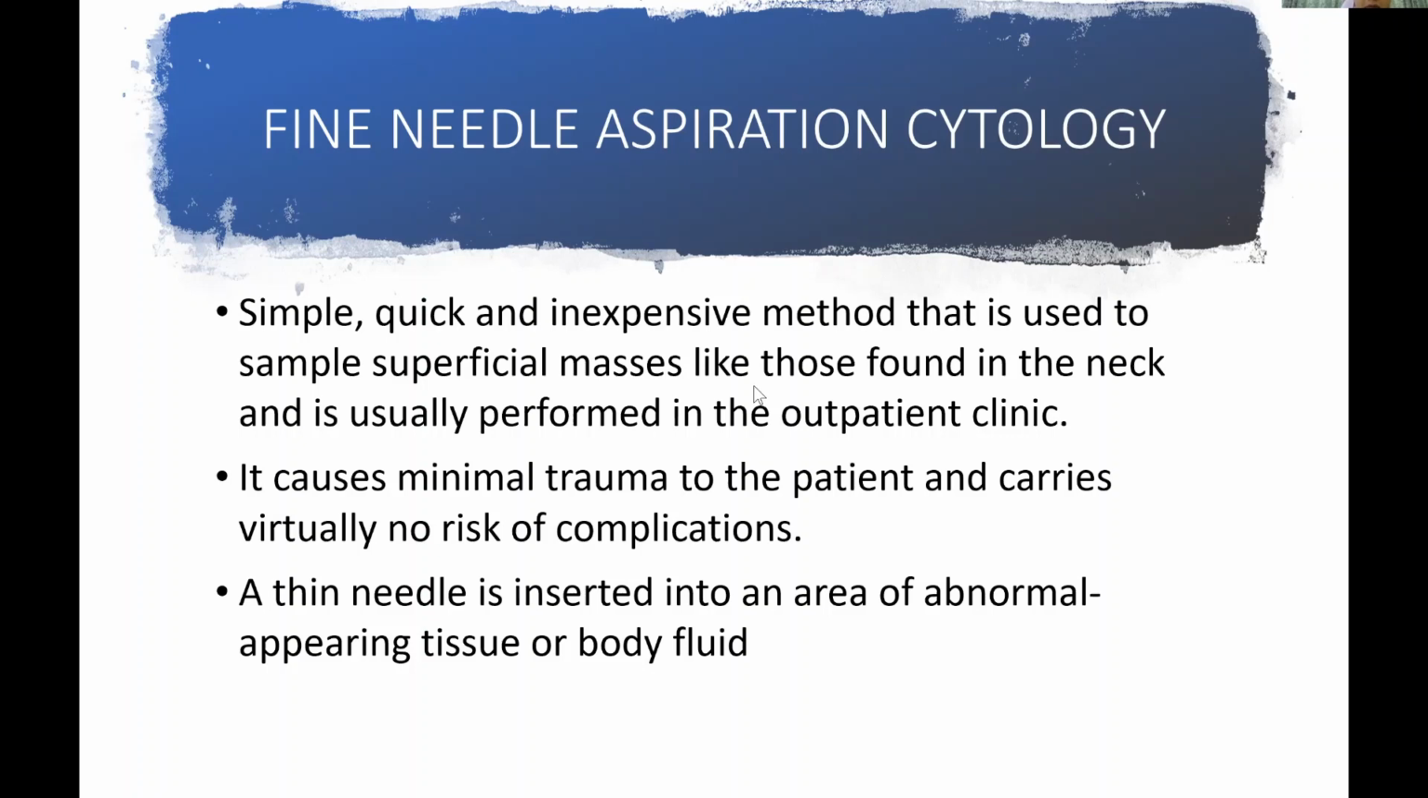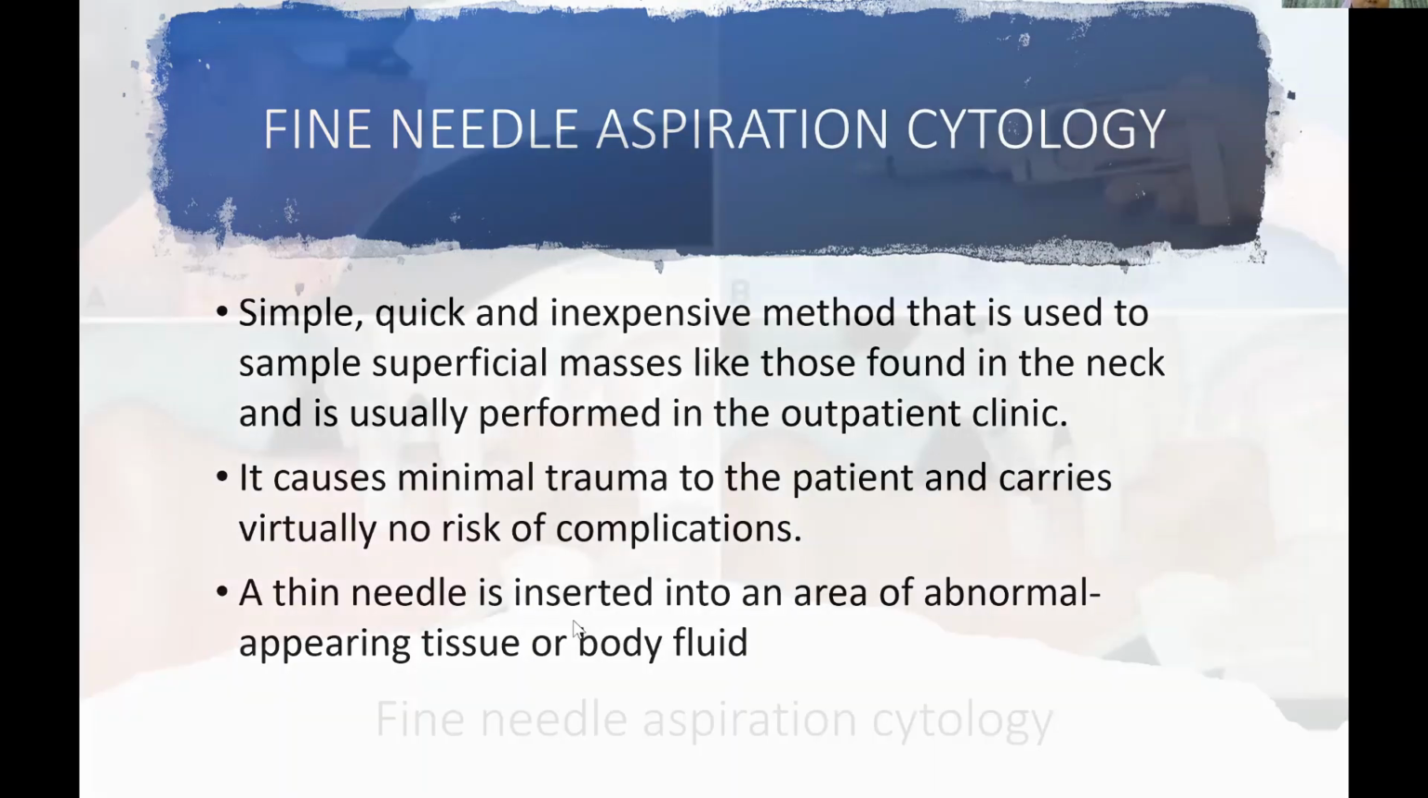Normally for FNA, the mass must be at least 1 centimeter or more. If less than that, it's very difficult because FNA is a blind procedure. So we need the mass to be clinically palpable, at least 1 centimeter. If it is less than that, we need ultrasound guidance during the FNA. It causes minimal trauma to the patients and carries actually no risk of complications. We use a very thin needle inserted into the mass, and then we smear on the glass slide. This is how we do the FNA.